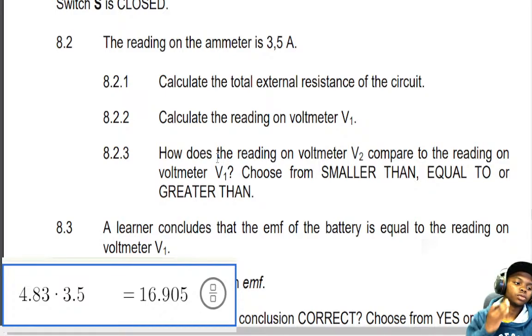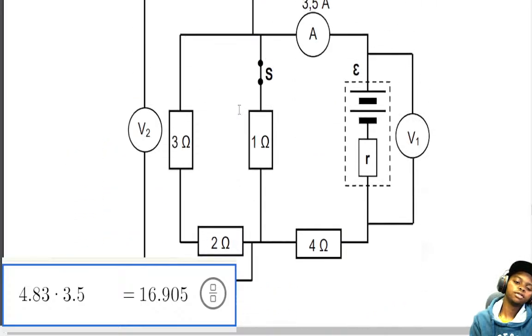So now, what do you think? Let's look at V1 and let's look at V2 for a second. Think about it. V1 is measuring the voltage across the battery. The battery is our power supply, so it's measuring the voltage across it. Now V2 is measuring the voltage across the 3 ohm and the 2 ohm resistor. It means we haven't considered the voltage across the 4 ohm resistor. V2 only measures the 3 ohm and 2 ohm.